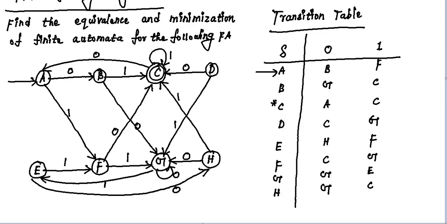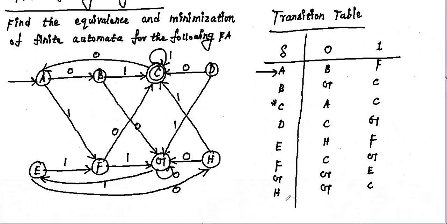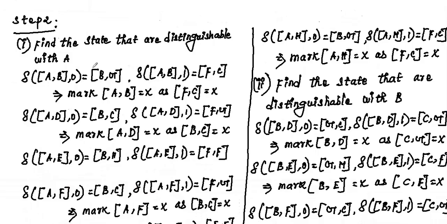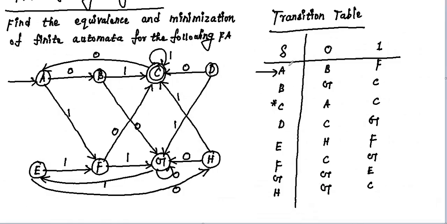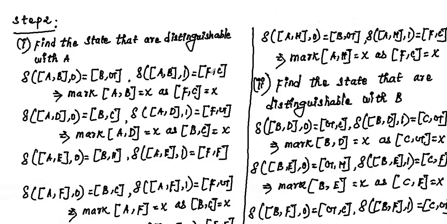Then the pairs distinguishable with A are AB, AD, AE, AF, AG, AH. Here you write delta of A comma B, AD, AE, AF, AH and apply the two inputs 0, 1. So delta of A comma B, 0: look at the transition table, AB 0 gives BG. Delta of AB, 1: see the transition table, AB 1 gives FC. Here two answers we got, BG and FC.